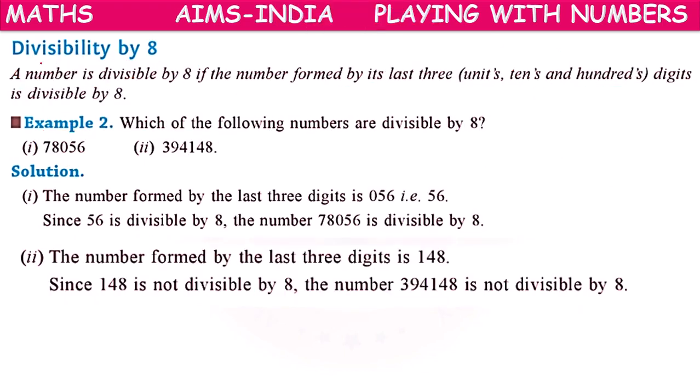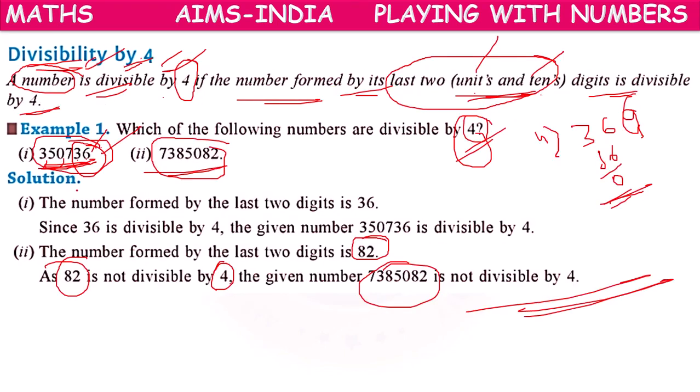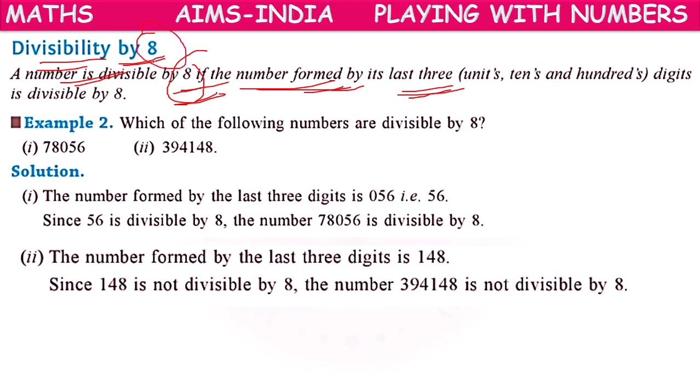Next, divisibility by 8. A number is divisible by 8 if the number formed by its last 3 digits is divisible by 8. In the case of 4, we took the last 2 digits. But in the case of 8, we have to take the last 3 digits. What are they? Units, tens, hundreds. If the number formed by the last 3 digits is divisible by 8, then the total number is divisible by 8.